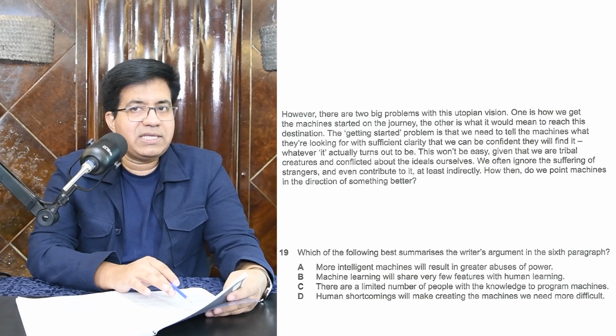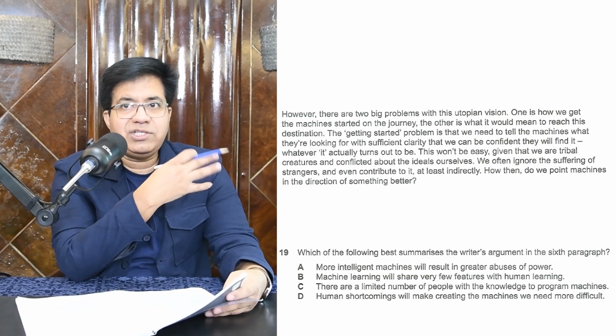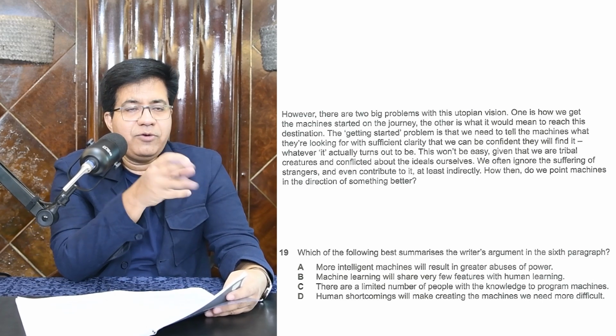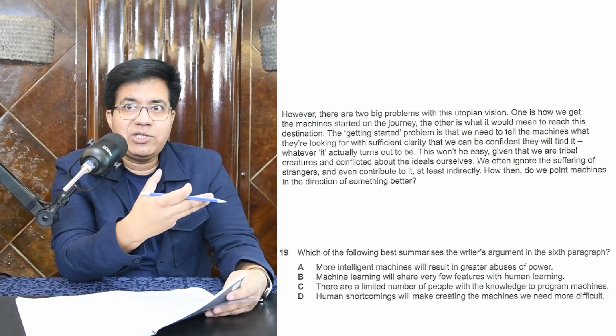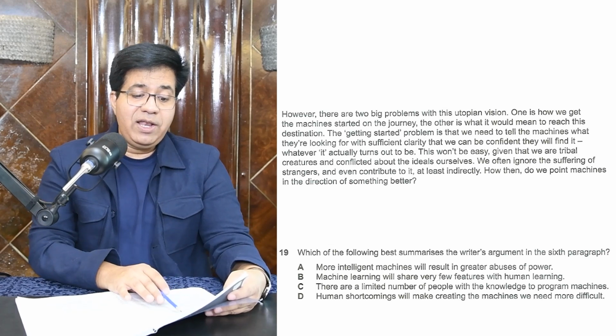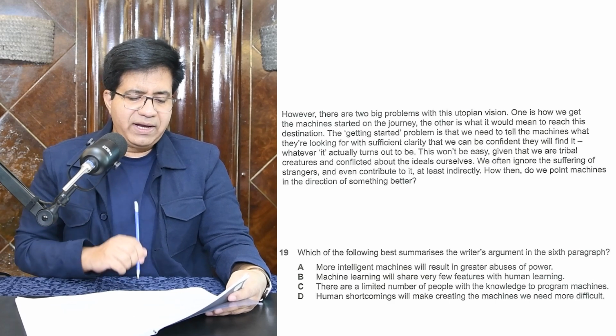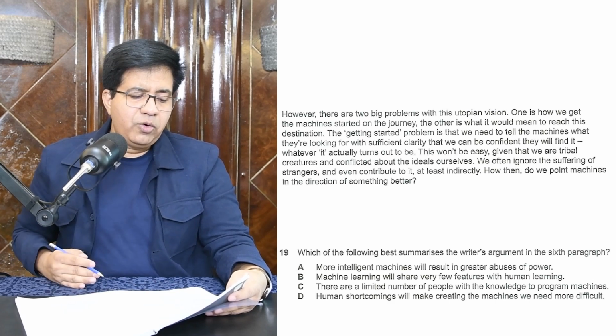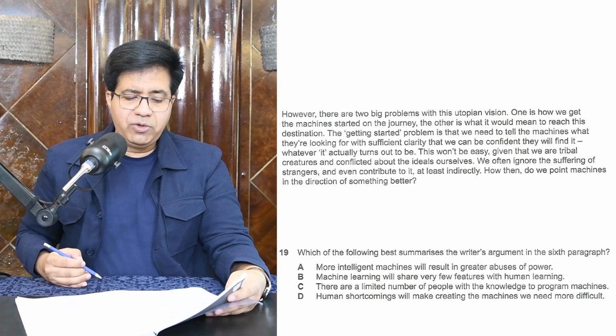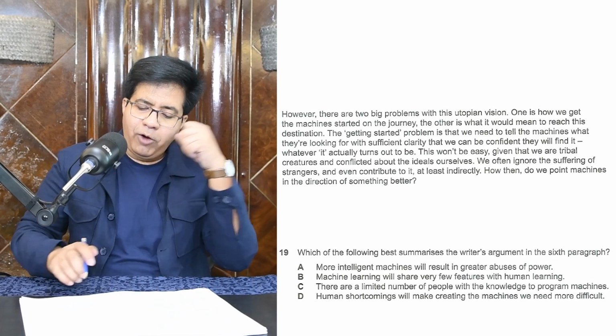Got the point? He says we are increasing. If we see a stranger injured, we'll ignore. If we see our relative injured, we will actually stop there and all that. He says this will not be easy given that we are tribal creatures, conflicted, and then we often ignore the sufferings of others and contribute to them and all that.